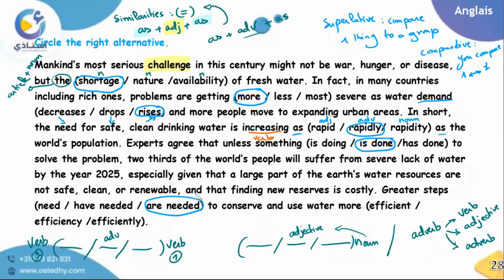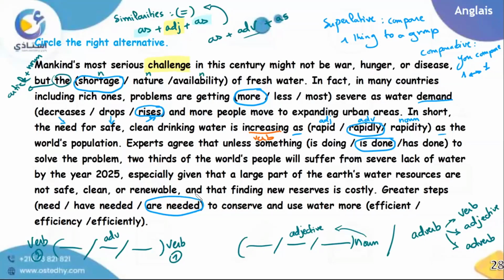So we can't use any tense with this word. Greatest steps are the objects. We need to do, or we are the subject. If we said we could have said need or have needed. But here, the greatest steps are the objects. So we need the passive form. It's us that we need to do the action. Or we need to take greater steps to conserve and use water more efficiency, or more efficiently.